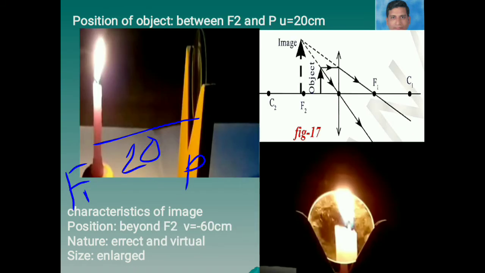Now last, keep the candle at 20 centimeter distance, that is between F1 and optic center. Then we get a virtual image inside the lens, that is beyond F2. The nature of the image: it is an erect image, enlarged image.